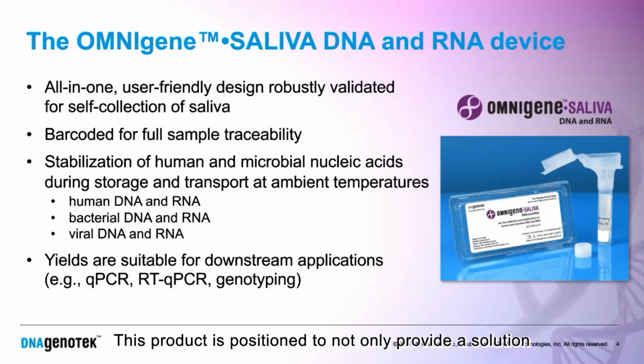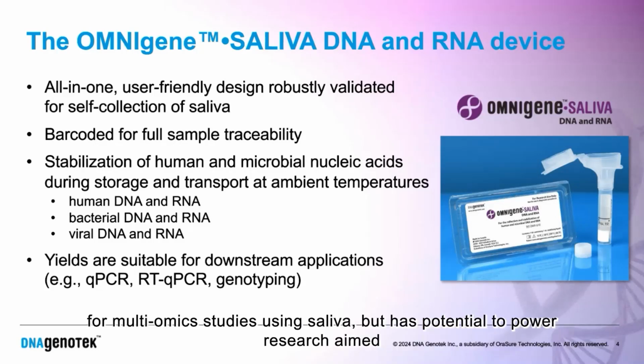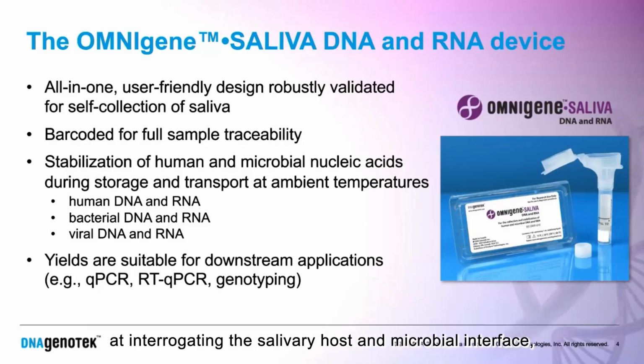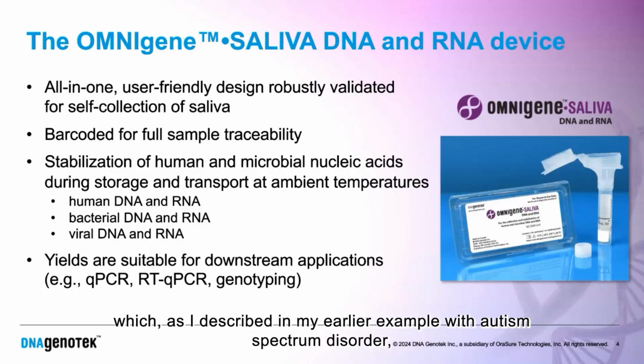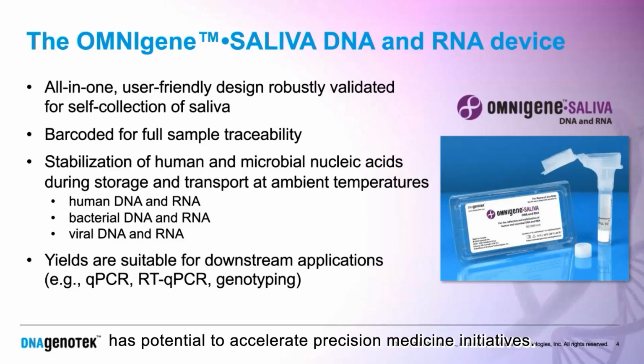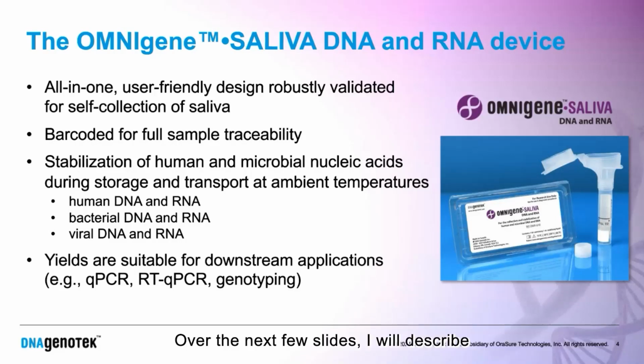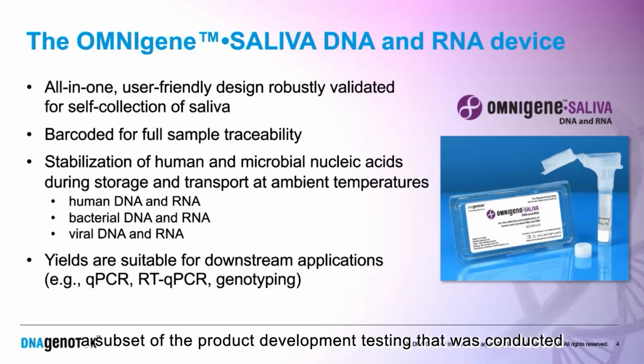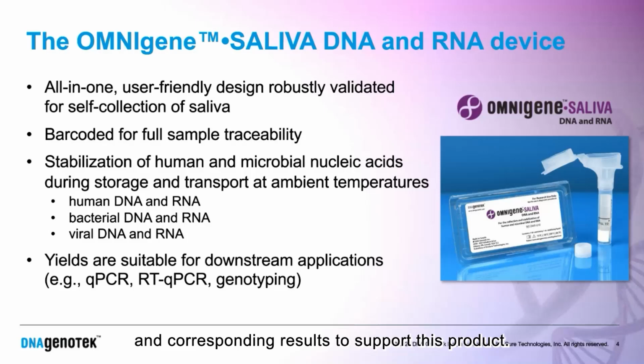This product is positioned to not only provide a solution for multi-omic studies using saliva, but has potential to power research aimed at interrogating the salivary host and microbial interface, which, as I described in my earlier example with autism spectrum disorder, has potential to accelerate precision medicine initiatives. Over the next few slides, I will describe a subset of the product development testing that was conducted and corresponding results to support this product.